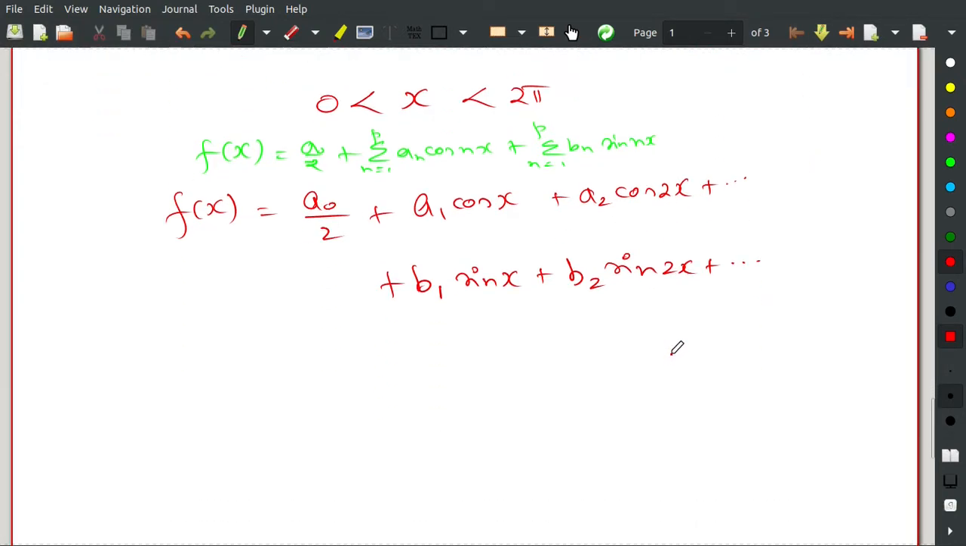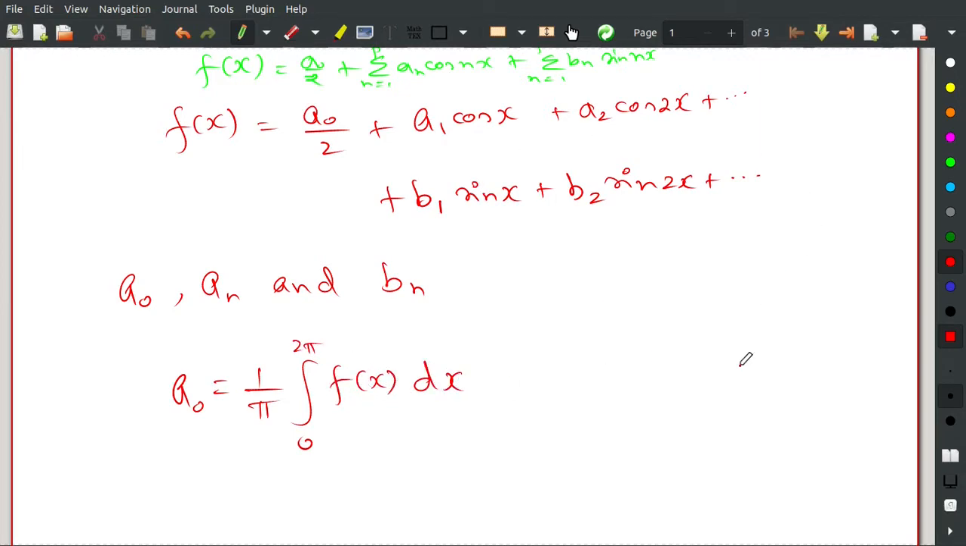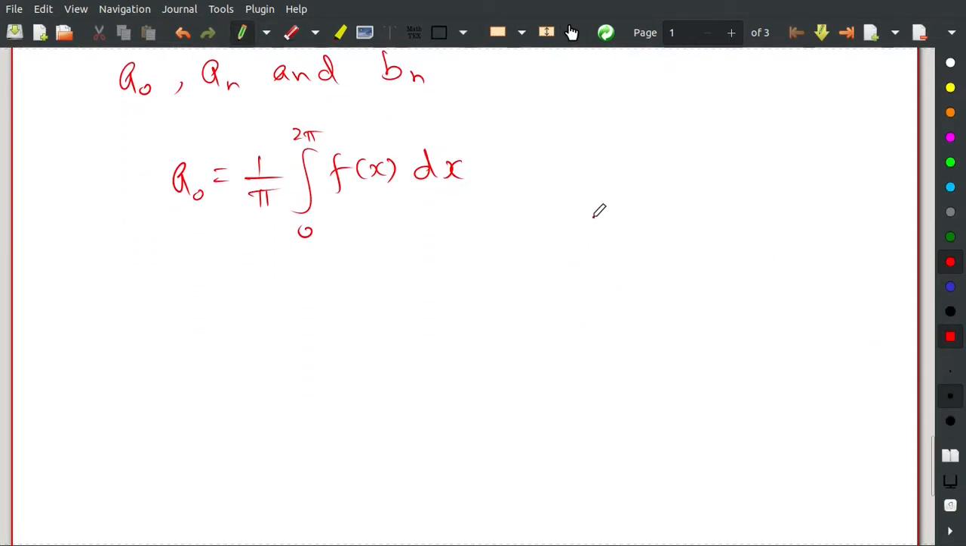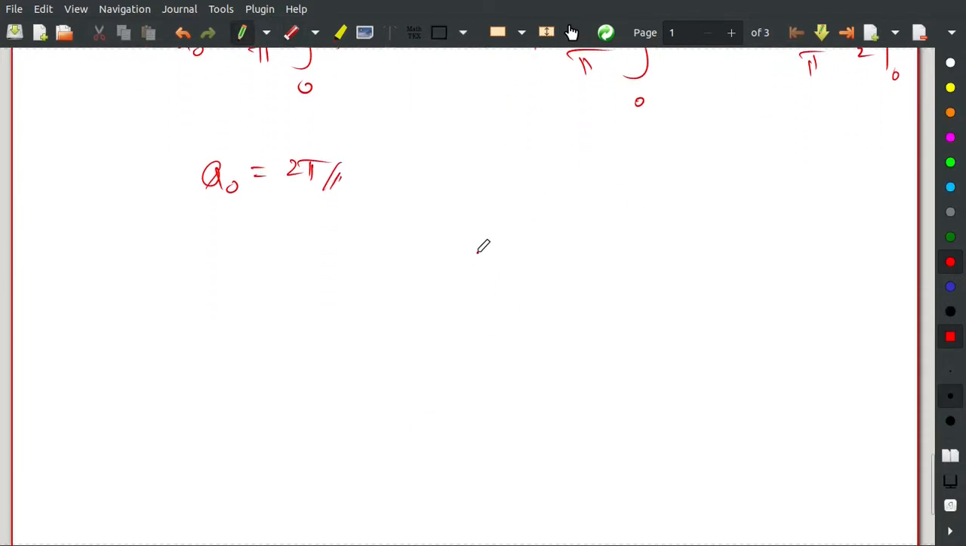For that we have to find a naught, an and bn. Then only can we write this in this form. To find a naught, we know the formula a naught equals 1 by pi integral 0 to 2 pi f of x dx, where f of x is the given function. Substituting f of x, we have 1 by pi integral 0 to 2 pi x dx, which can be written as 1 by pi times x square by 2 from 0 to 2 pi. Therefore a naught equals 2 pi. Next we want to find an.